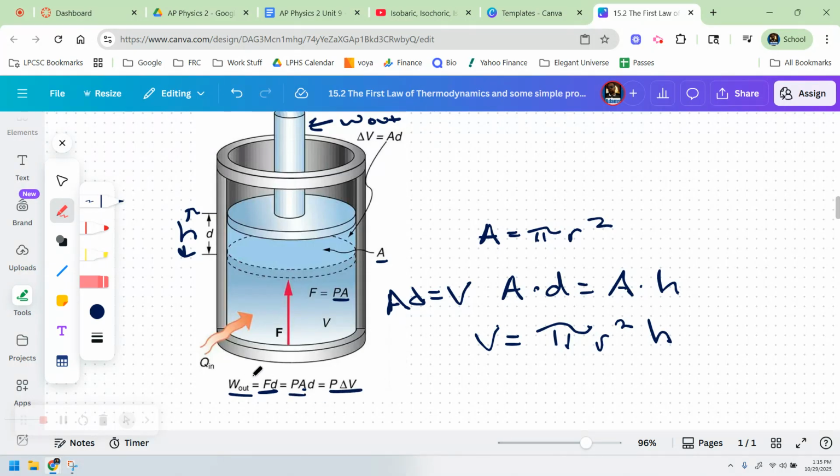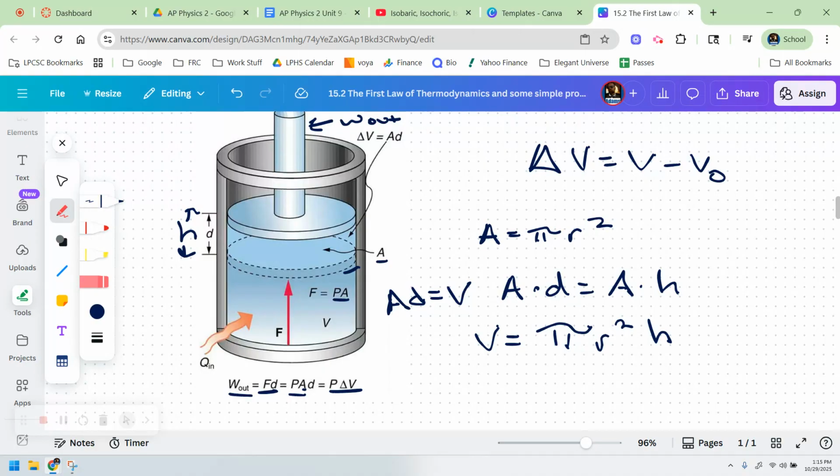I can calculate the work going out of a system if I know the pressure and the change in volume, okay? Because you're going to start with an initial, and let me highlight that too, the change in volume is equal to, just like everything else, the final volume minus the initial volume. So when this piston goes up or down, it changes the volume. If I calculate the change in volume, that's how I'll get the work going out.